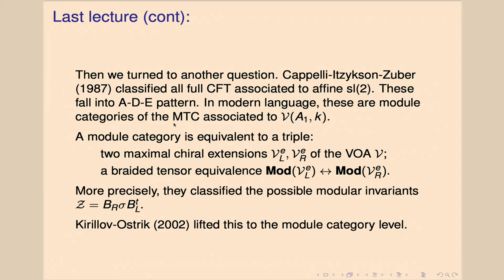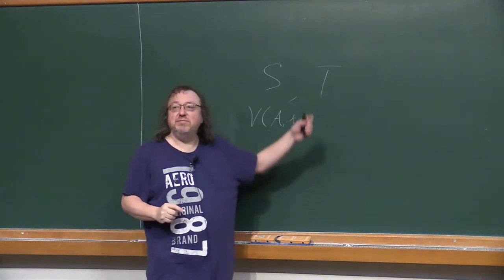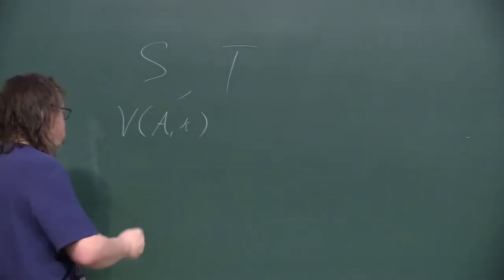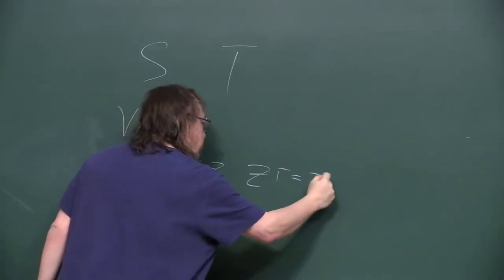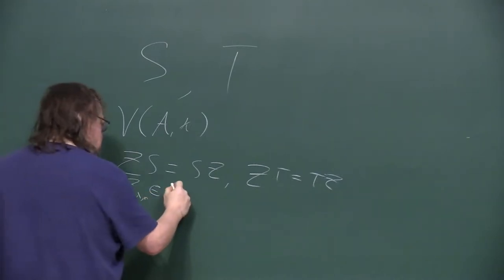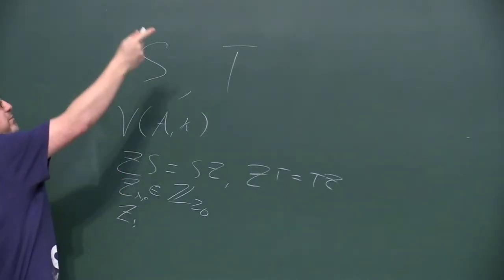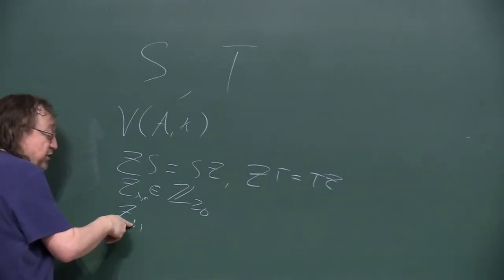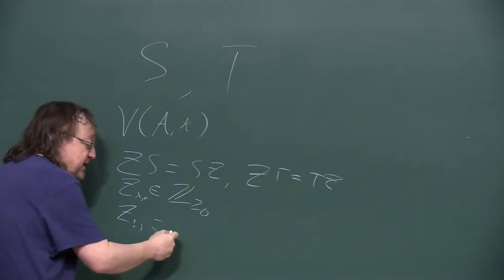Okay. And so Cappelli and Itzykson-Zuber lived in the world of combinatorics. So to them, what this meant was you have an S matrix and a T matrix. This is the modular data of the modular tensor category for A1 level K in their case. So you have two very concrete matrices, K plus 1 by K plus 1 matrices. And you look at all matrices Z that commute with S and T, that have non-negative integer entries, and there's the tensor unit here. The tensor unit in the notation I'm using throughout this talk is shifting things by the vacuum vector. So the tensor unit corresponds to 1 in this language. And so the upper left-hand corner entry of this K plus 1 by K plus 1 matrix is 1.